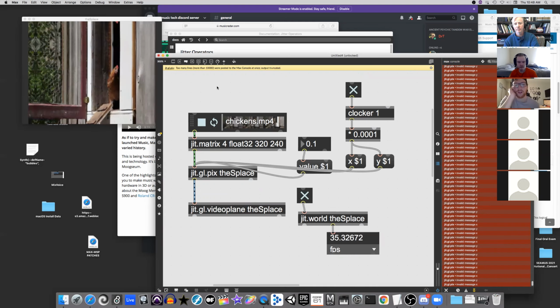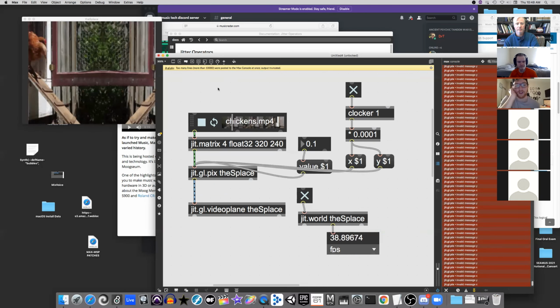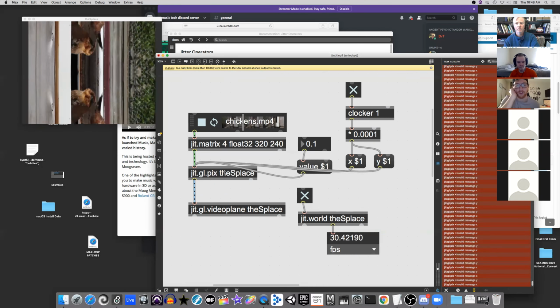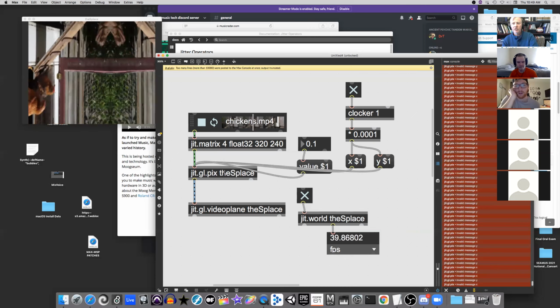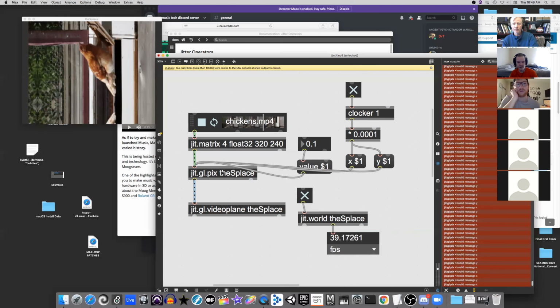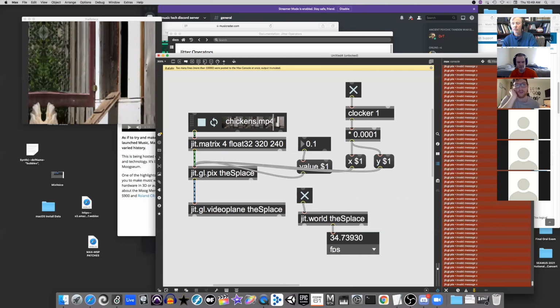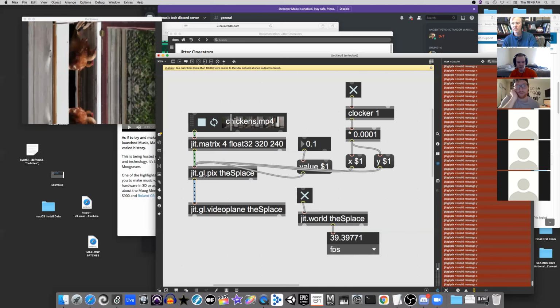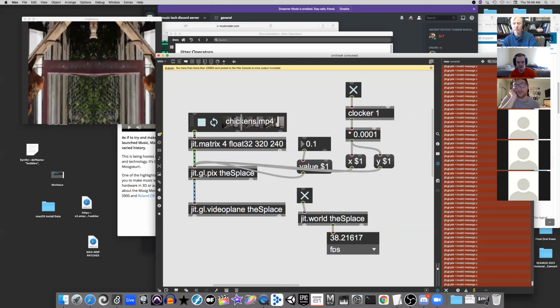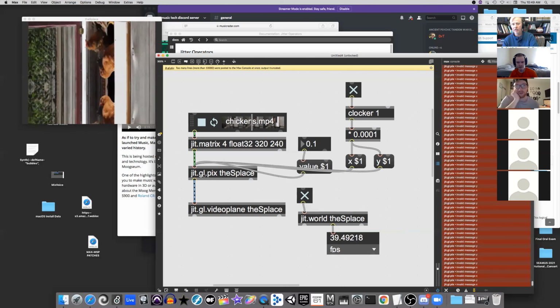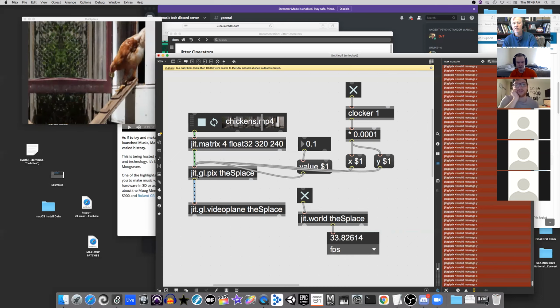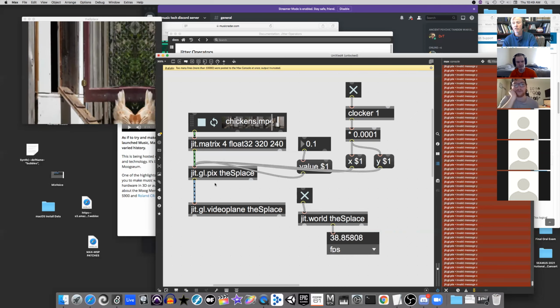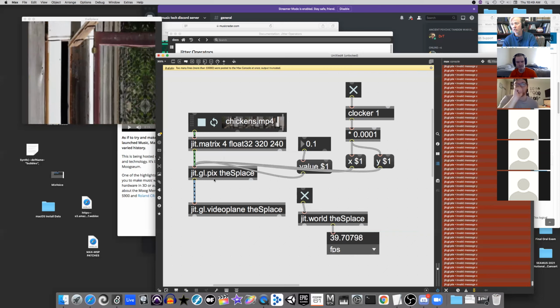So the gl.pix just does what we just did in Gen under the hood, basically. jit.gen does things on the central processing unit, and jit.gl.pix does it on the graphics card. The difference is that jit.gen is compiling down under the hood to a jitter object like jit.matrix, and jit.gl.pix is compiling down to a GL object like jit.gl.gridshape.